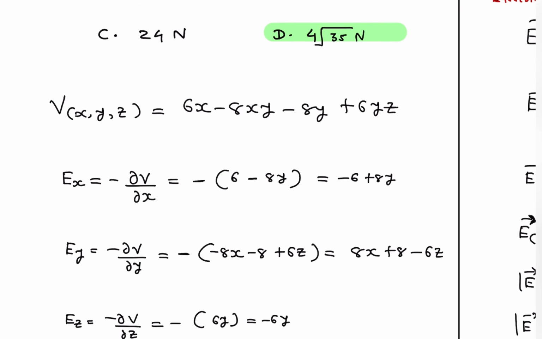So from this formula, V of x, y, z is already given as 6x minus 8xy minus 8y plus 6yz. So the electric field in the x direction, Ex, is equal to minus del V by del x.